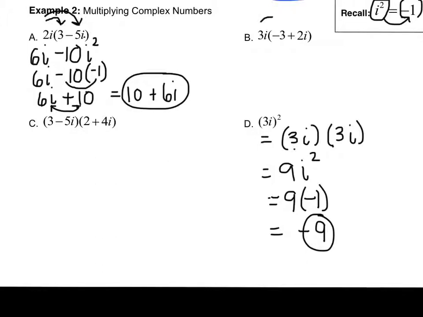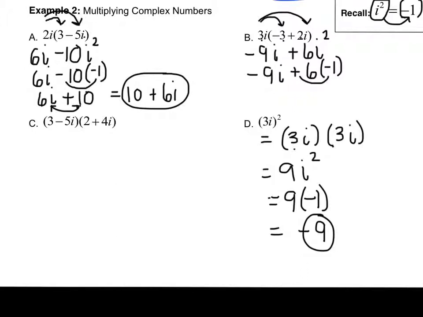When we look at B, we do the same thing to distribute. 3 times -3 is -9i. 3i times +2i is +6i squared. I'll recopy the -9i and the +6, and I'll replace the i squared with -1 in parentheses. So the next step is to multiply those two together. So we have -9i minus 6, and for our final answer, we need to flip-flop them, so the real part's first, so the -6 is first, and then the -9i.